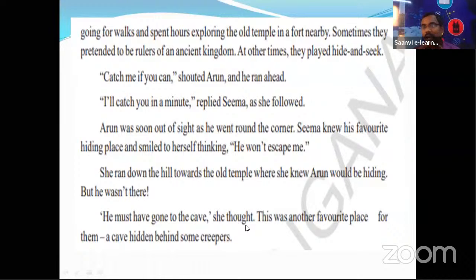So, Arun had two favorite places to hide. One is the old temple and the other one is a cave which is hidden behind some creepers. You know what a creeper is, isn't it? Some sorts of plants. You cannot easily find that cave because it is hidden behind the plants. So you have to search through and find it.